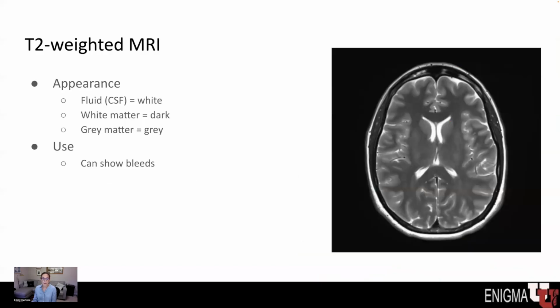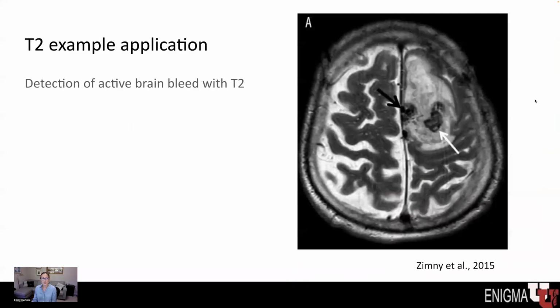T2 weighted MRI. Also an anatomical scan, so it generally looks similar to the T1, except it's inverted. So fluid looks white, white matter looks dark, and gray matter still looks gray. One thing that T2 weighted MRI is good for is bleeds, as shown here. T2 weighted imaging can detect an active bleed in the brain, which would not necessarily show up so clearly on something like a T1 weighted image.